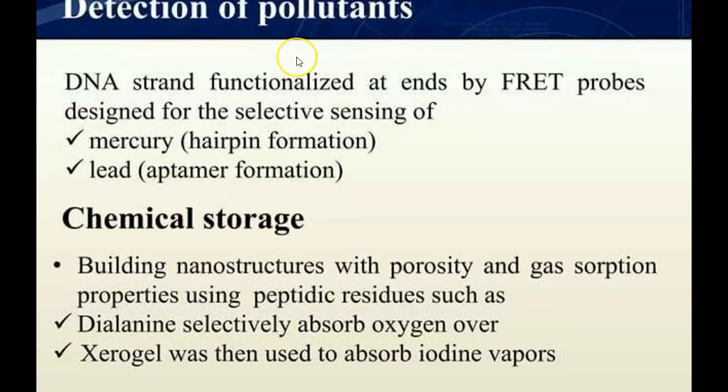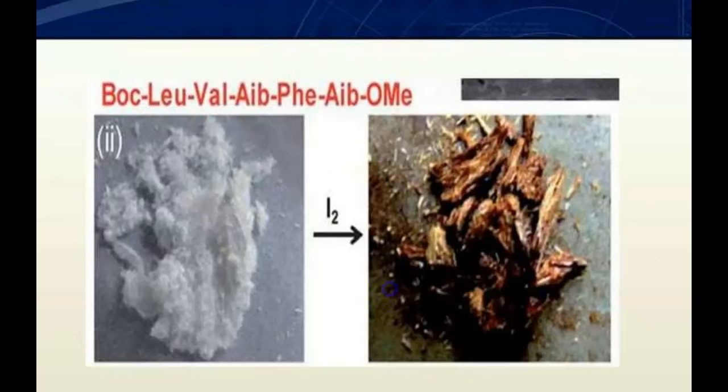Similarly, you can use them for the detection of pollutants. DNA strands functionalized at the end of FRET probes are designed for the selective sensing of mercury and lead. For chemical storage, building nanostructures with porosity and gas adsorption properties could be done using peptidic residues, such as a xerogel that was used to absorb iodine vapors.